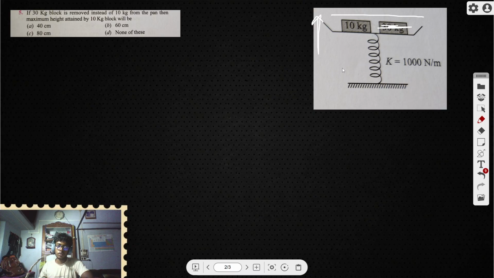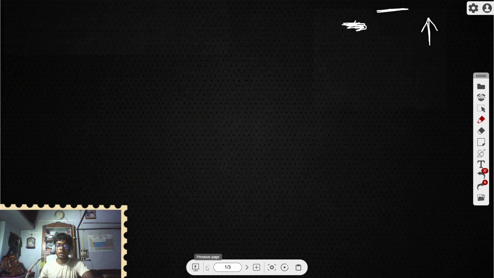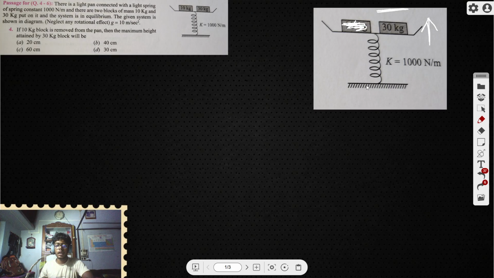In both cases, or one of the two cases, it may happen that when this block is removed, the block goes up with a speed and jumps off this light pan. In that case, the motion is broken SHM motion, so you can't apply the formula H equal to 2A. It may not happen for 30 kg, or it may happen for 30 kg. You don't know in which one it is happening and which one it is not.